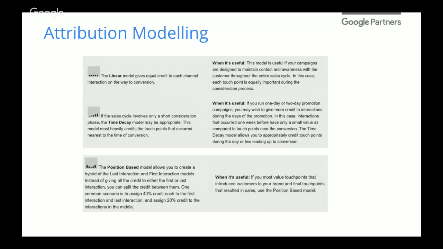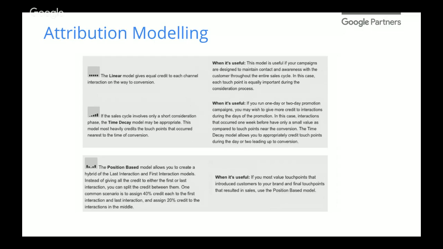The linear model gives equal credit to each channel interaction on the way to conversion. You'll see in a minute that can be 2 or it can be very, very many when we look at the path to conversion. It's useful if your campaigns are designed to actually maintain contact and awareness with the customer throughout the sales cycle. So it touches on a bit of the remarketing that we talked about earlier on. They might have initially, in the awareness phase, learned about your brand through a display ad that you might be running.